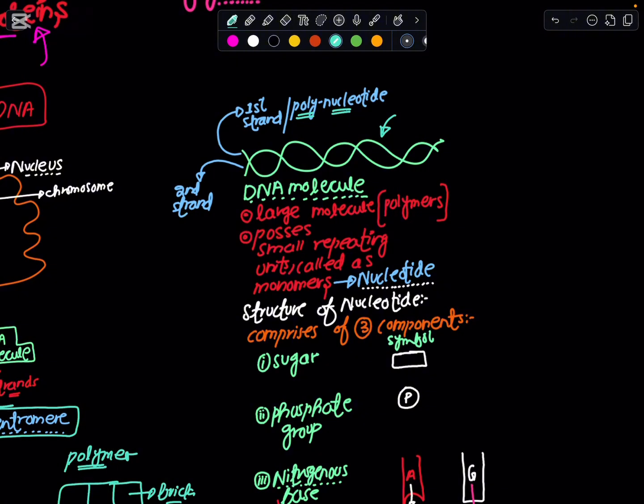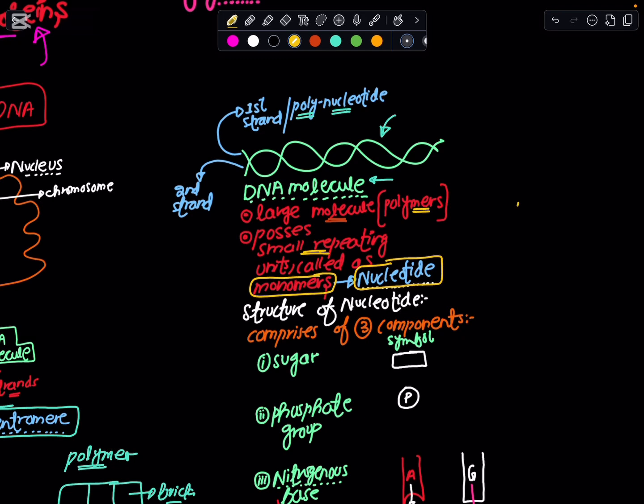I am going to join them again and again, and then ultimately we will make one polynucleotide or one strand of the DNA. As I have said earlier, this DNA molecule is a large molecule. You have to see that this is a polymer, and it possesses some small repeating units, which are referred to as monomers. The monomer in the DNA molecule is the nucleotide.